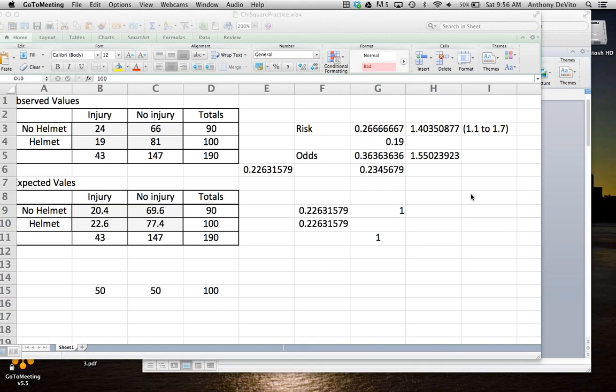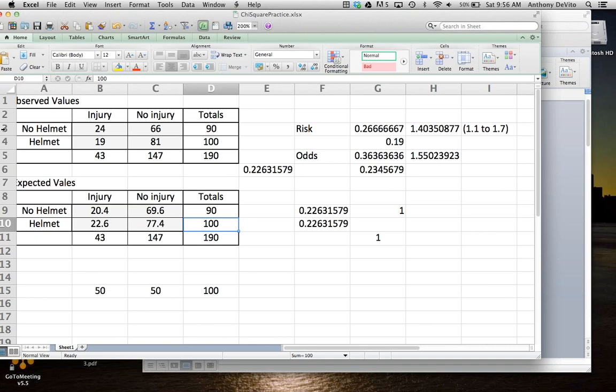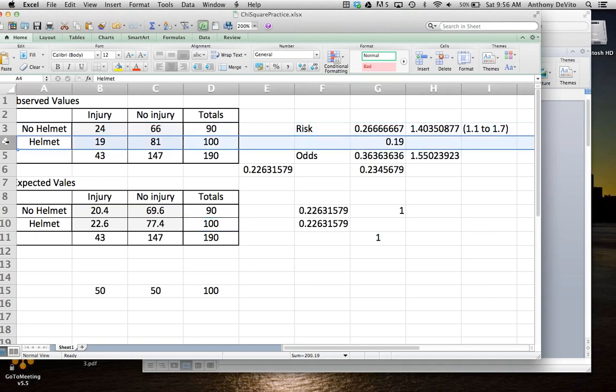I estimated the confidence interval. I didn't actually calculate it. Okay, so we're going to find another way of examining this data that allows us, without doing the confidence interval calculation, to determine whether there is a difference between wearing a helmet and not wearing a helmet in terms of the exposure for head injury. And that's going to be to calculate our chi-square value.